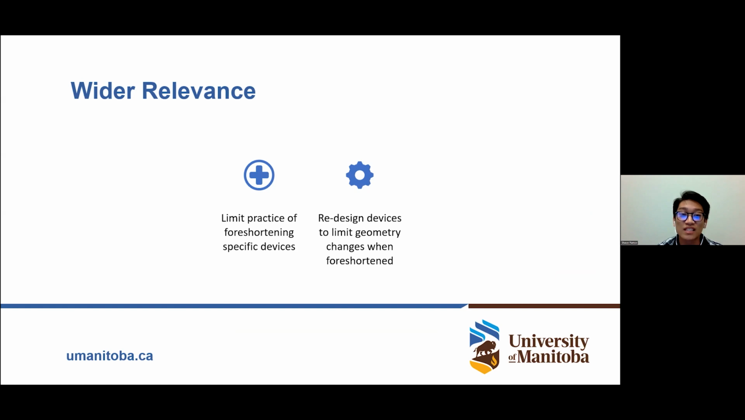Therefore, the thesis has a wider relevance, showing that there are significant flow differences between foreshortened endograft limbs made by different manufacturers, which may lead to thrombus formation and limb occlusion. With further investigation, this may lead to the practice of foreshortening specific devices being completely avoided by surgeons, or may lead to a redesign by engineers of the devices to limit the geometry changes when foreshortened.